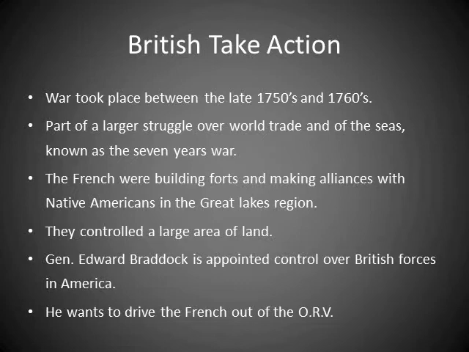The French are building forts. All this friction starts because the French are building forts in the Ohio River Valley and the Great Lakes region, and they're making alliances with Native Americans. By doing that, they're effectively cutting the British out of the fur trade, which upsets the British. Also, by taking those settlements in the Ohio River Valley, they're cutting the British off from westward expansion, because they now control the land all the way from New France down to Louisiana. And this is a problem.